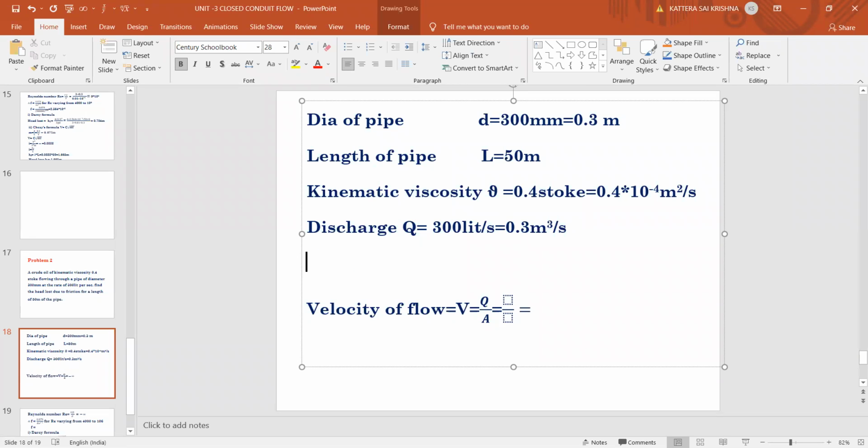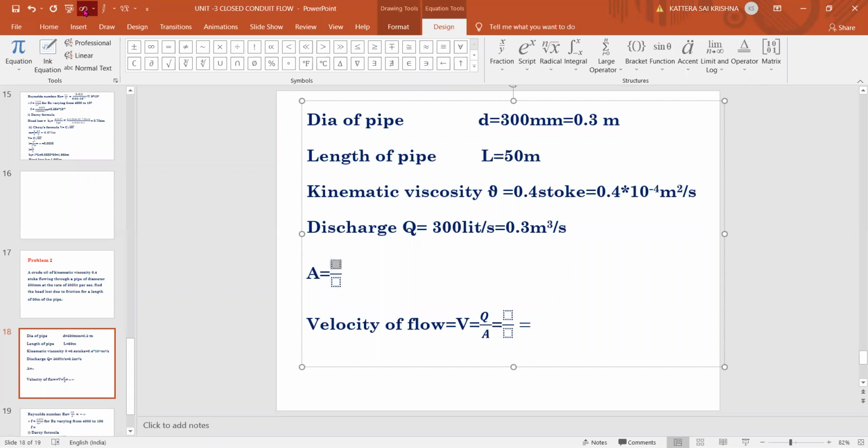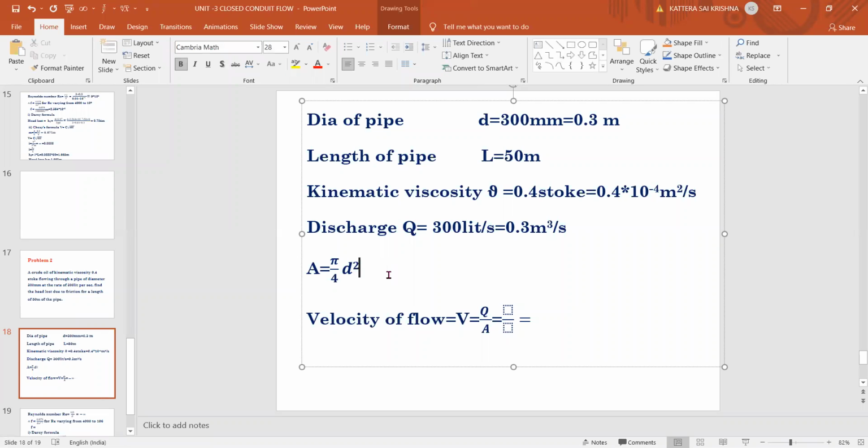So capital A equal to, how to find area? A equal to pi by 4 d square, into 0.3 whole square. Pi by 4 into d square. Okay, so first calculate the area. Yes, what is the area value you got? Pi by 4 into 0.3 square, 0.0706 meters square.